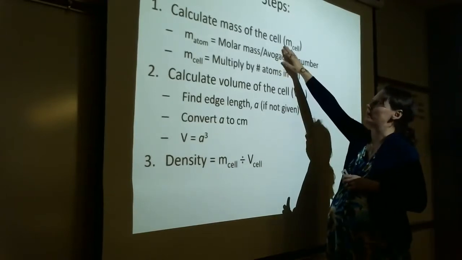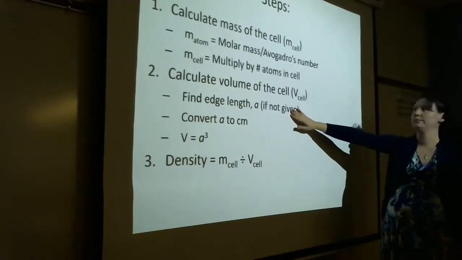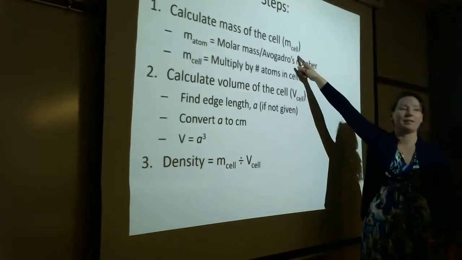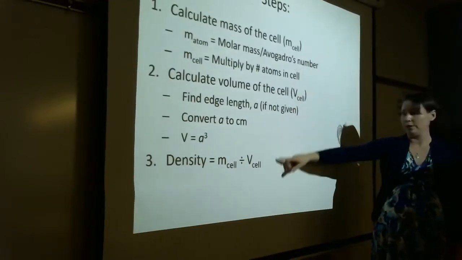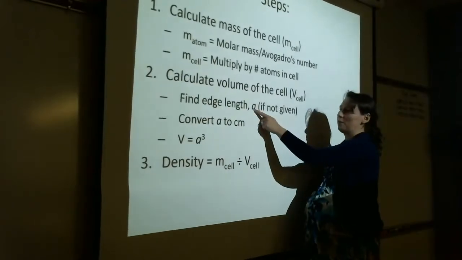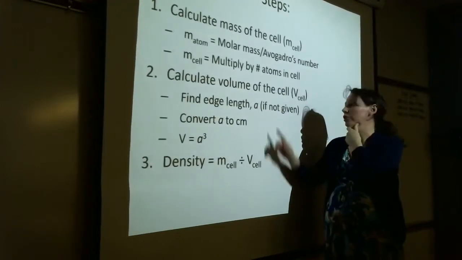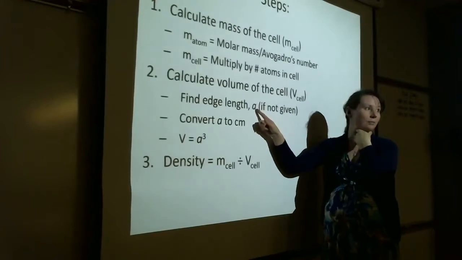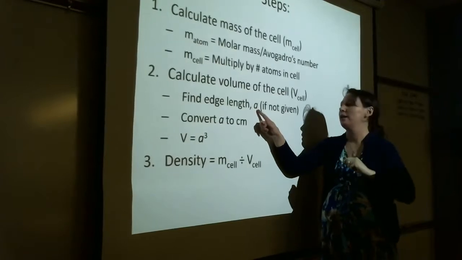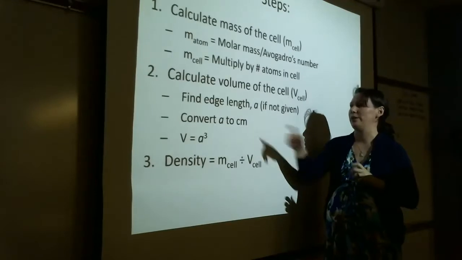So you calculate the mass of the cell, and then you calculate the volume of the cell, because density is mass over volume. If you get mass of the cell and volume of the cell, you can find density. If I do not give you edge length, maybe I give you radius. Could you turn radius into edge length? We did that on Monday. Then you're going to convert it into centimeters.